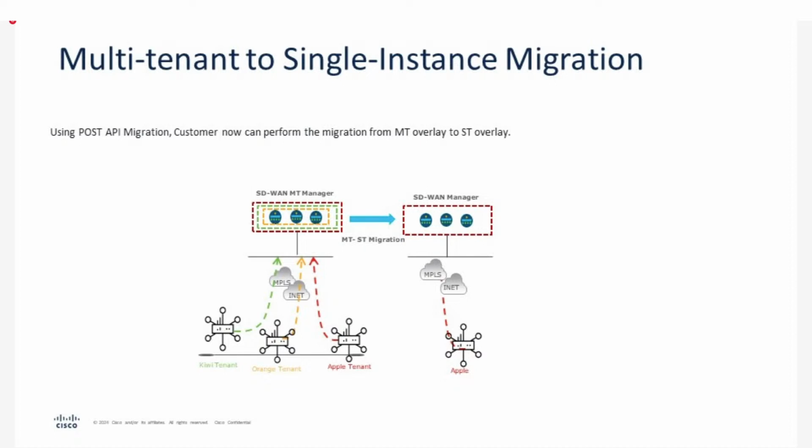As part of 20.13, this enhancement for multi-tenant to single-tenant migration is now supported, and we are using a POST API call for this. This feature supports the migration of tenants from a multi-tenant overlay to a single-tenant deployment. To migrate a tenant between two Cisco Catalyst SD-WAN deployments, they have to move the tenant configuration, the statistical data, and the managed devices from one deployment to another using this particular API call.